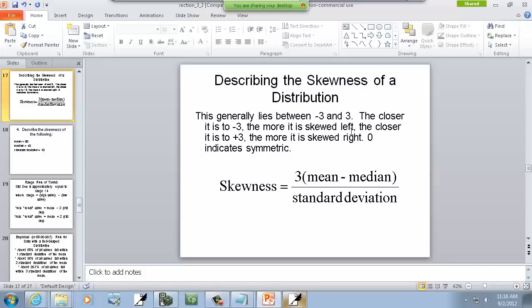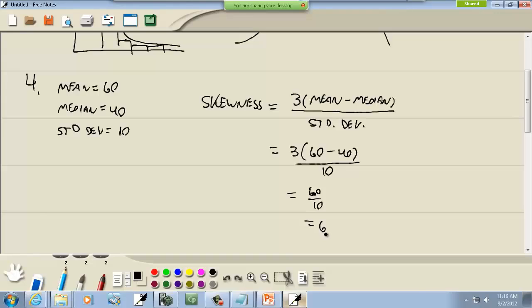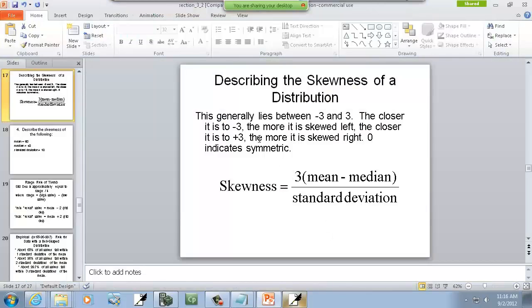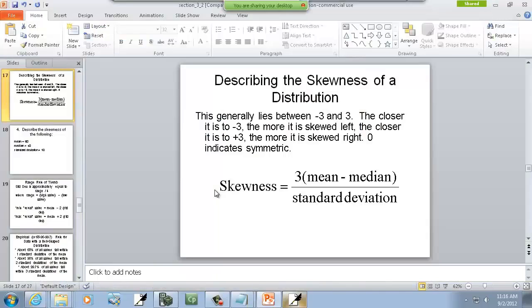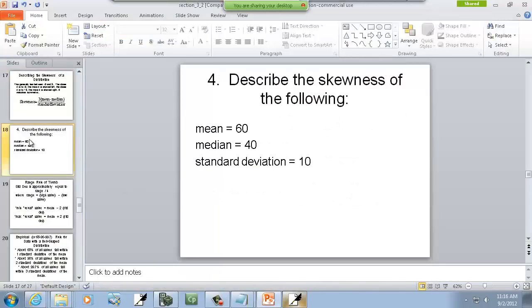The closer it is to negative 3, the more it's skewed left. The closer it is to positive 3, the more it's skewed right. Well, this is a positive 6. It's way beyond plus 3, isn't it? So this is skewed right. And again, describe the skewness of the following.